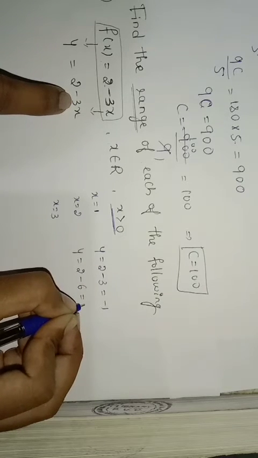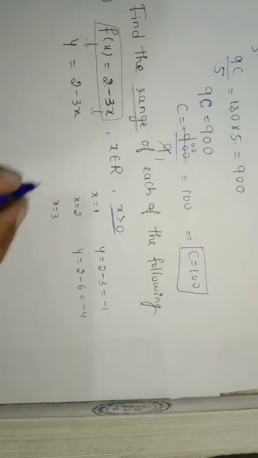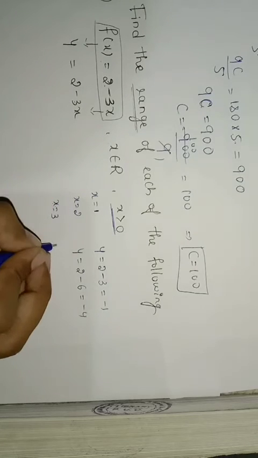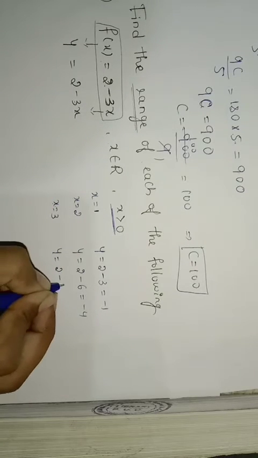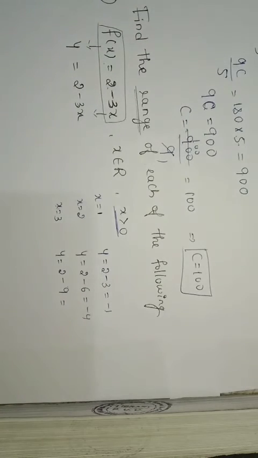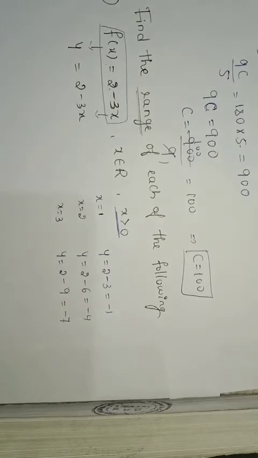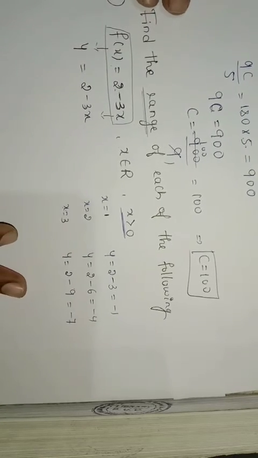So 2 minus 6 is minus 4. Whenever x is equal to 3, what happens? That is y is equal to 2 minus 3, 3s are 9. So that will be minus 7. 2 minus 9 is minus 7.